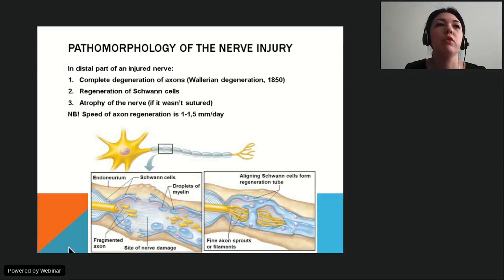What happens in the distal part of an injured nerve? First of all, there is complete degeneration of axons, known as Wallerian degeneration. Then Schwann cells are regenerated, so the covering is regenerated. But if the nerve was not sutured, if the growth cone didn't enter the myelin sheath and Schwann cells, then we will have atrophy of the nerve, and the region supplied by this nerve will be deprived of nerve supply, and finally we will deal with muscular atrophy, so everything will suffer distally from the place of injury. What we have to remember is that the speed of axon regeneration is 1 to 1.5 millimeters per day. That is what we have to understand.